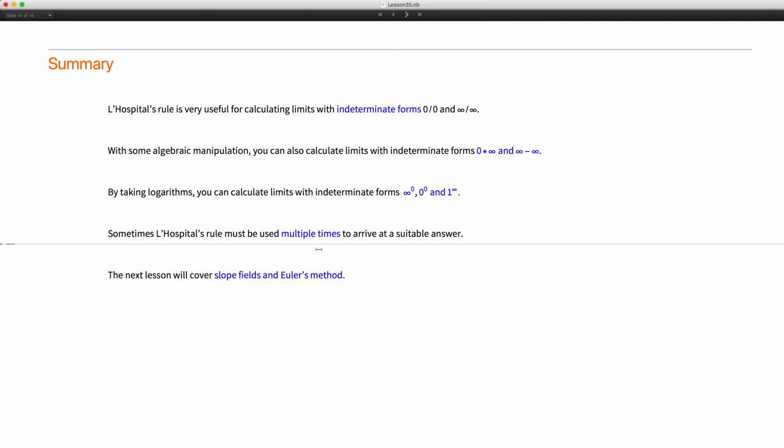So that's the end of this lesson, and the next lesson will talk about slope fields and Euler's method. But before you do that, do revise L'Hopital's rule. It's a very important rule, a very useful rule, and you surely will benefit a lot from a review.